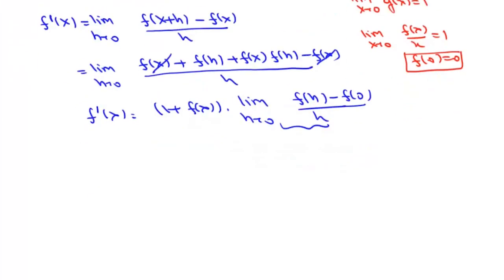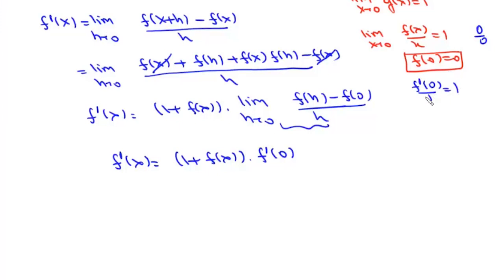So we can write this as f'(x) equals 1 plus f(x) into f'(0), and this is some constant, say a. Now if we look at this limit, this is 0 upon 0 form. That means we can use L'Hopital's rule. We can write f'(0) upon 1 will be equal to 1. So f(0) is 0 and f'(0) is 1. So if we put x as 0, f'(0) is 1, f(0) is 0, and that's your f'(0). So the value of f'(0) is simply 1.